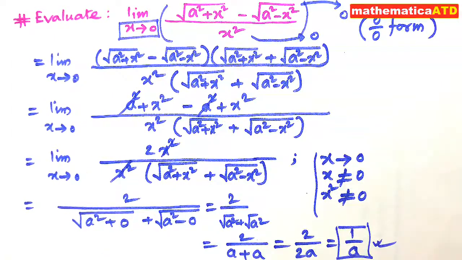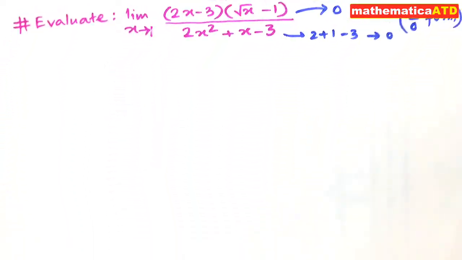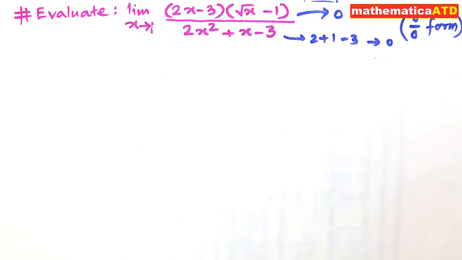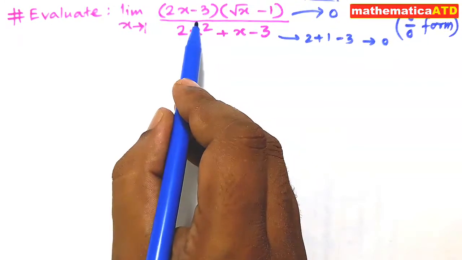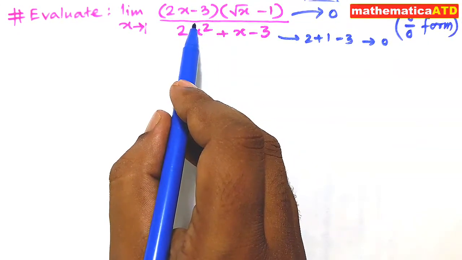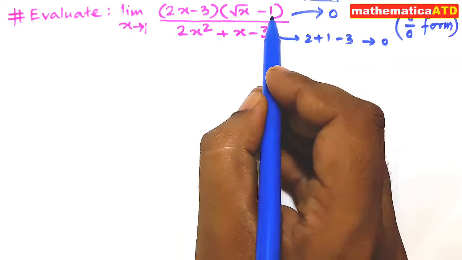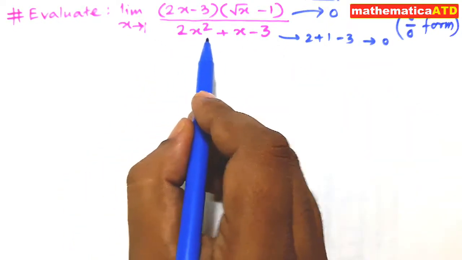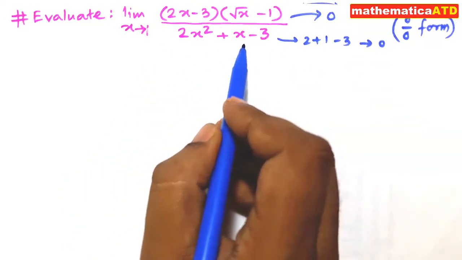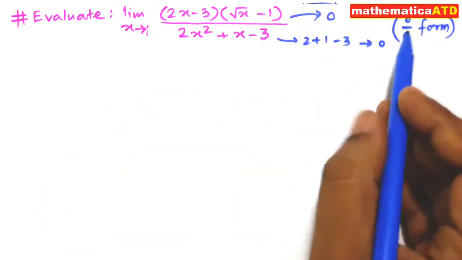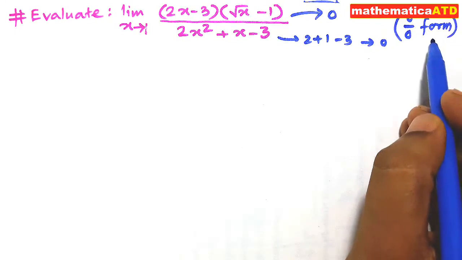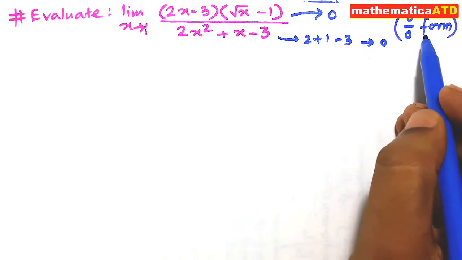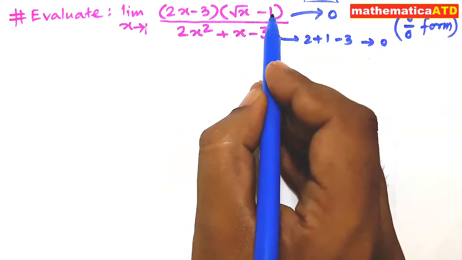Now our last example, this is our last example. Evaluate limit x tends to 1 of (2x minus 3) divided by (2x minus 3) whole into (root x minus 1) divided by (2x square plus x minus 3). At x equal to 1, the function is in 0 by 0 form, that is in indeterminate form. So rationalize root x minus 1.